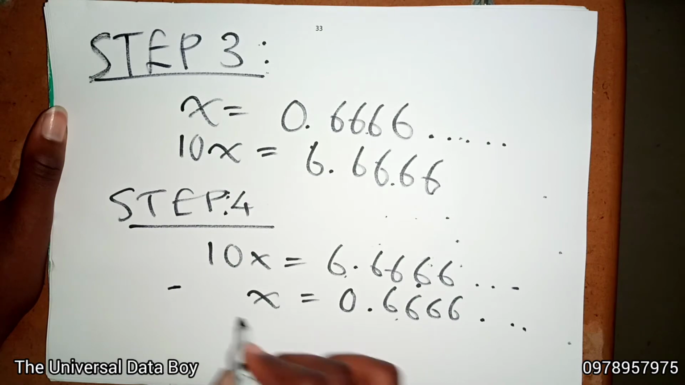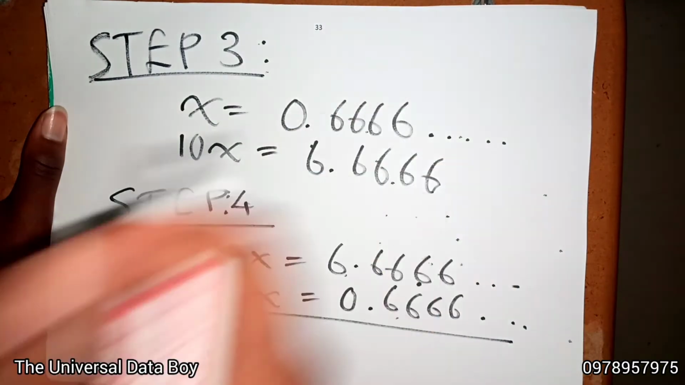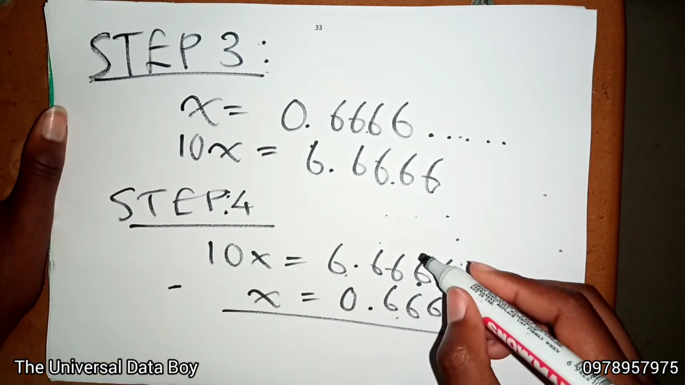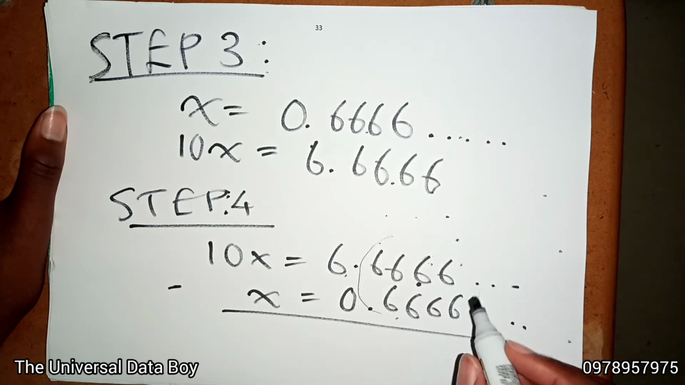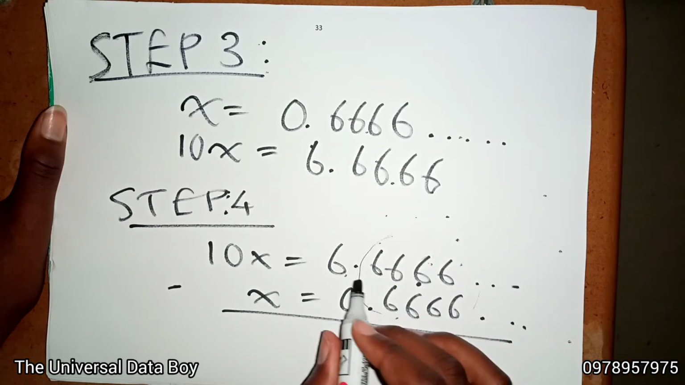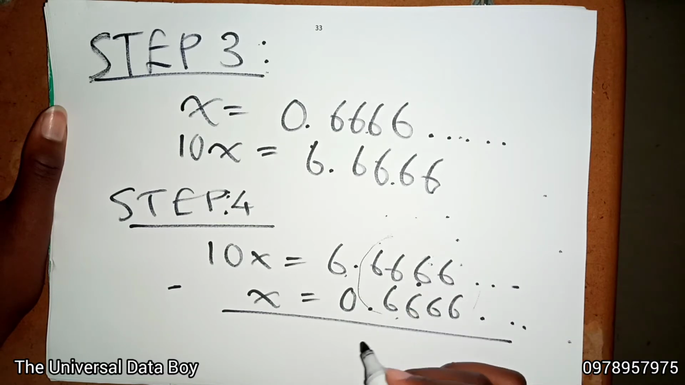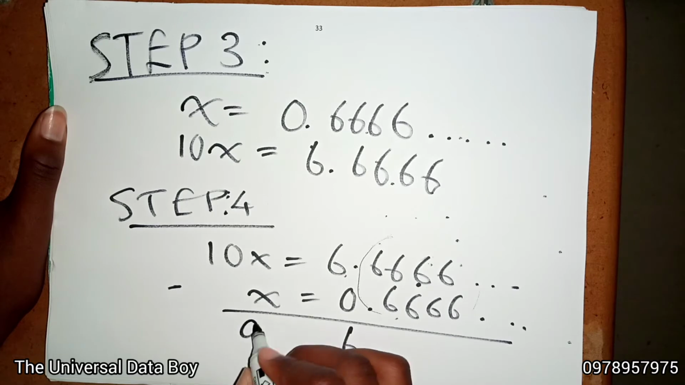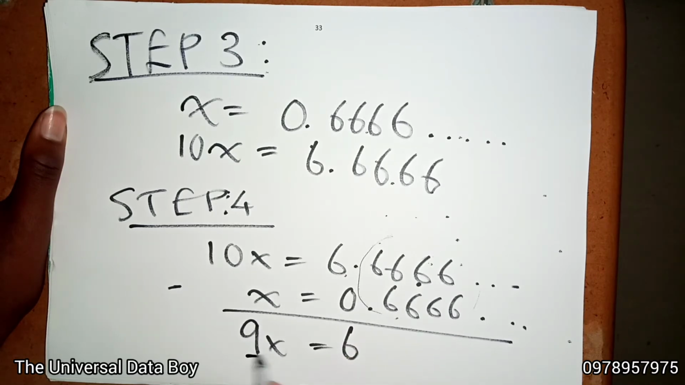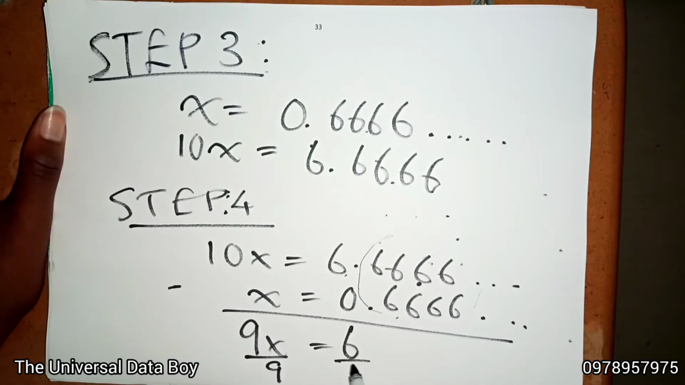Then you're going to subtract these two, and this is the cardinality of step 3, so that when you subtract this one, this will go entirely, because this is the same thing after a decimal. So that minus that is just going to be 6. That minus that is going to be 9x. So that's 9x is equal to 6. Then you're going to divide by 9, so that the x will be alone.